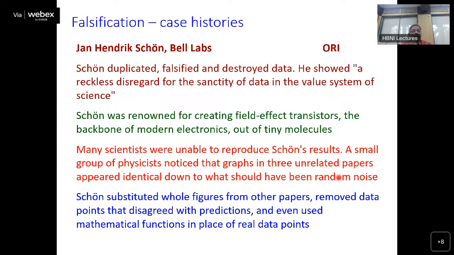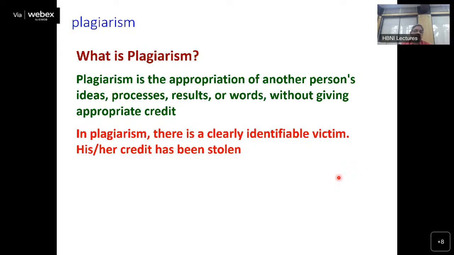I think this probably is the last one. This is the case of Hendrik Schön from Bell Labs. Hendrik Schön was considered a golden guy in Bell Labs when he joined, because of the way he was producing papers, one paper every week in one of the best journals. So no one dared to even question him about where he is getting the data from. He showed a reckless disregard for the sanctity of data. He was known for creating field effect transistors out of tiny molecules. But nobody was able to reproduce his results. Finally, when people started looking closely into the results, they found that this guy had simply duplicated data and totally doctored data to suit his hypothesis. So that's how things work.